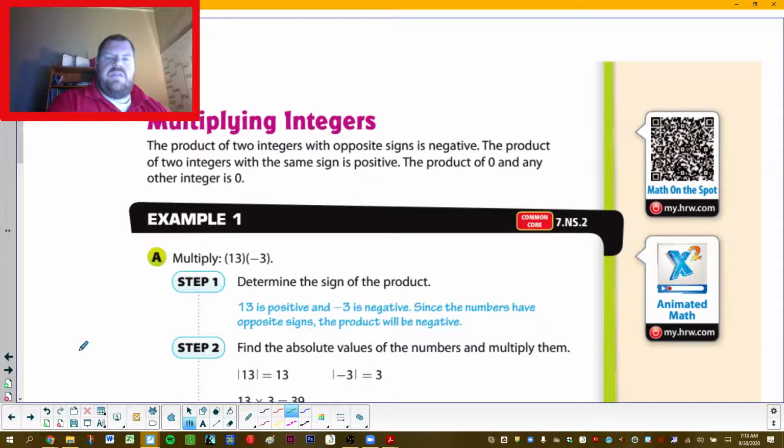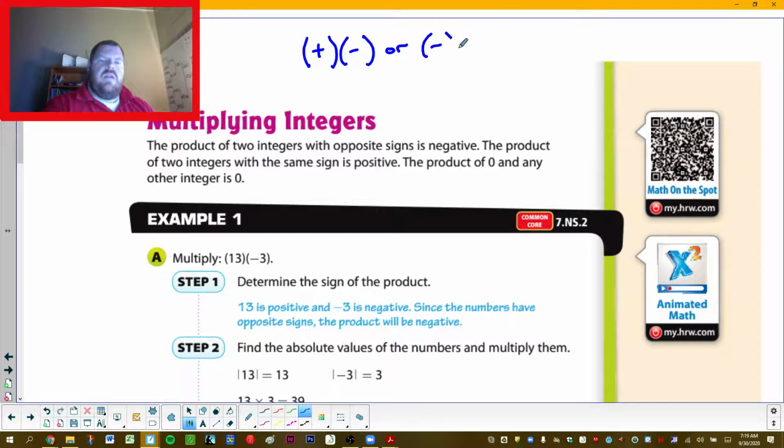All right, multiplying integers. It says the product of two integers with opposite signs is negative, the product of two integers with the same sign is positive, and the product of 0 and any other integer is 0. So those are the three keys. I like that they write that so small and so kind of nonchalant. Those three things are very key. We're going to write it this way. If I have a positive and a negative, or negative times a positive, that's going to equal a negative. So that's one key point here.